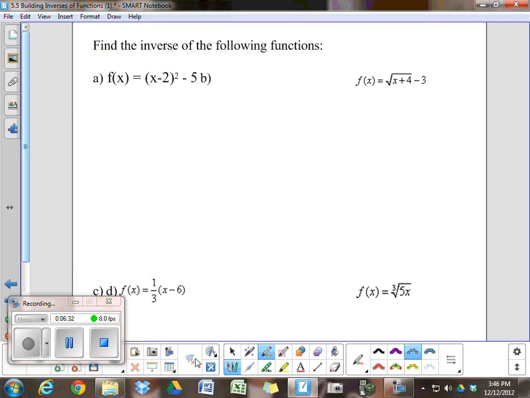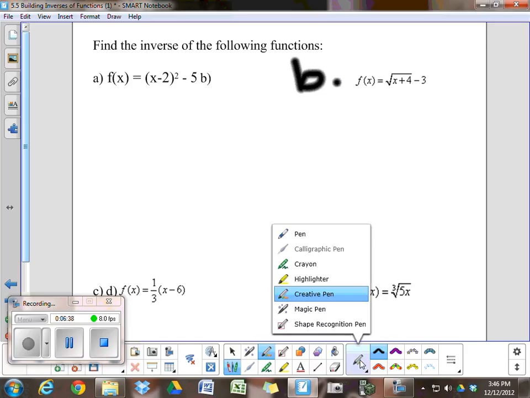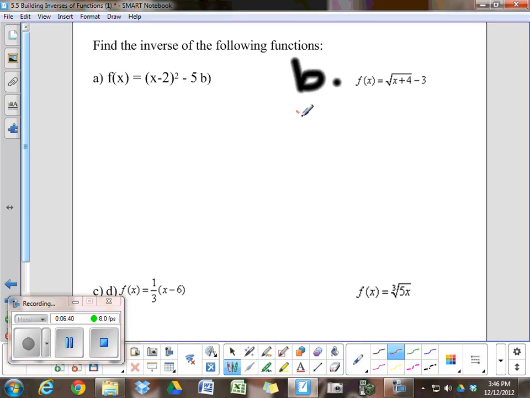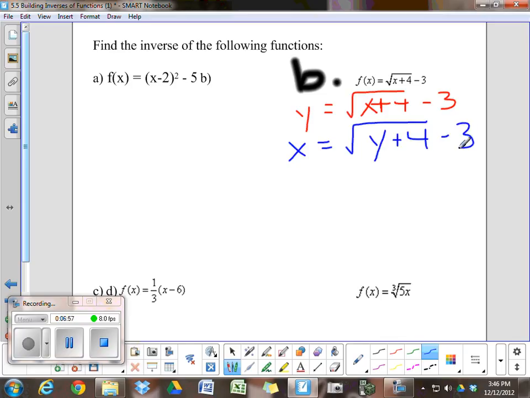For part B, we have y equal to the square root of x plus 4, minus 3. Step 1, in every inverse, switch x and y. X and y trade places.